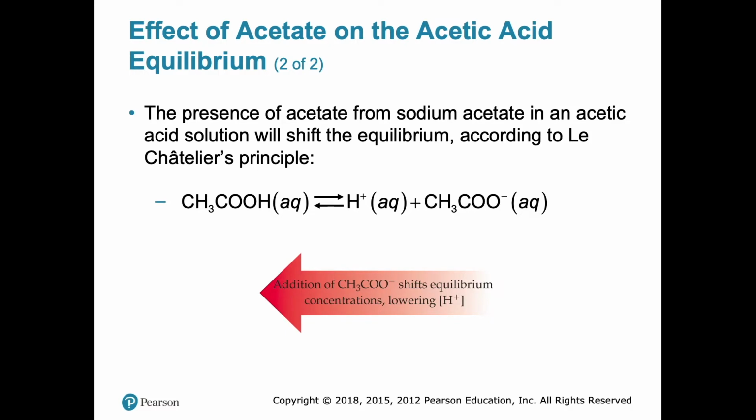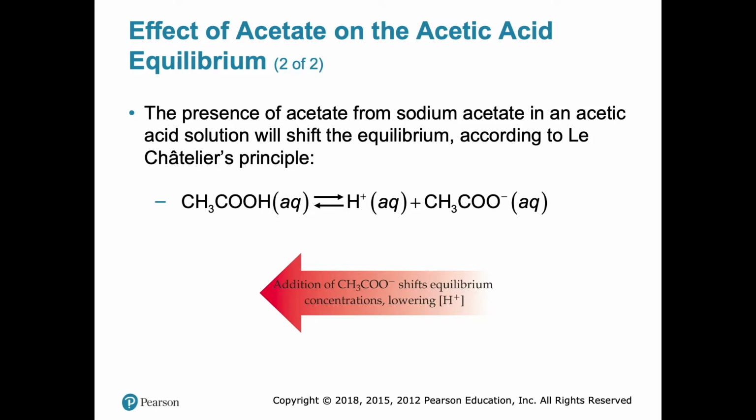The presence of acetate from sodium acetate in acetic acid will shift the equilibrium, because remember Le Chatelier's principle: if you add more products, it will shift the equilibrium towards the reactants. Here, if you add acetate, because acetate is the conjugate base and it is a product, it will shift the concentration of the acid, the protons, so that there's less protons. It will make more of the acetic acid that hasn't been dissociated.